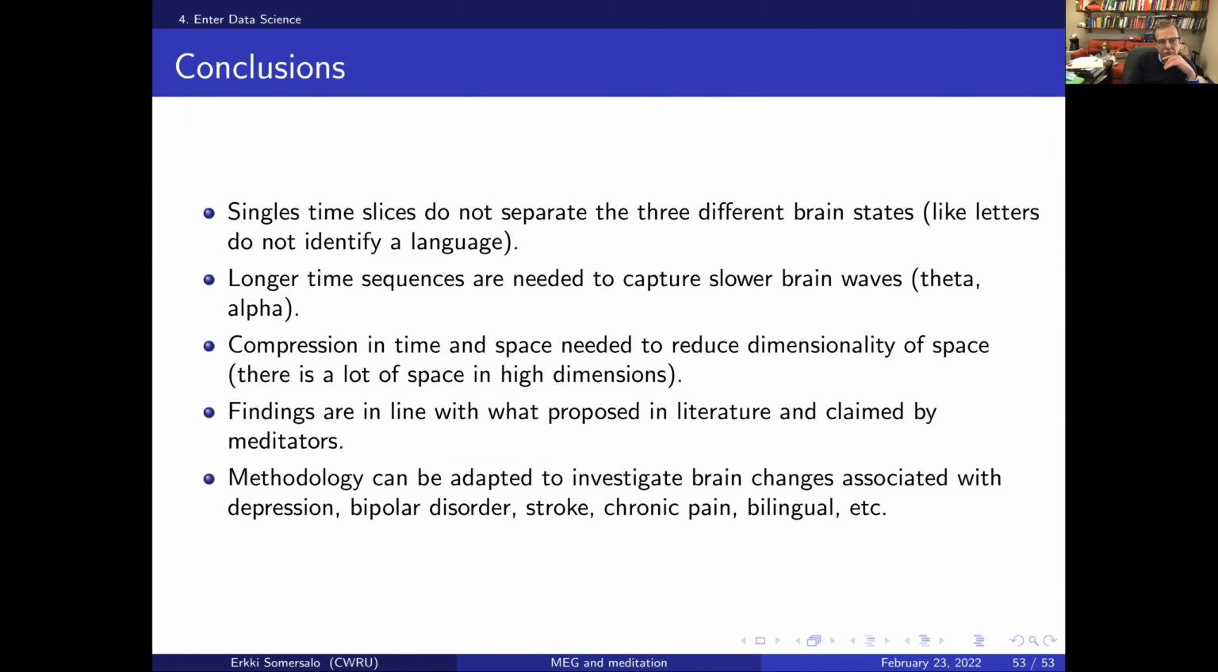So what next? What is the goal of this research? First of all, it's of course interesting to see that we can separate between these brain states using MEG data.